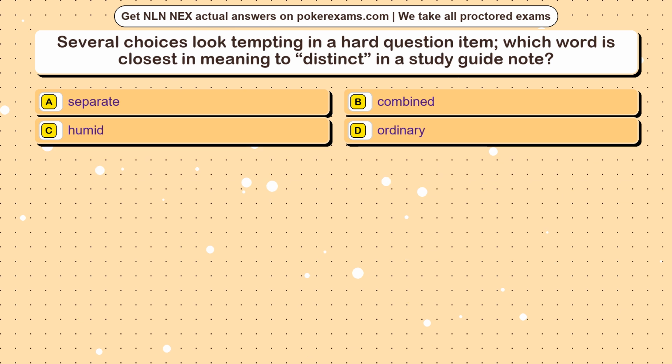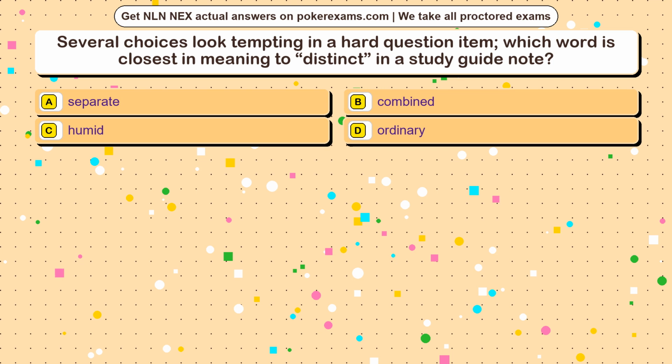Question 12. Several choices look tempting in a hard question item. Which word is closest in meaning to distinct in a study guide note? Option A, separate. Option B, combined. Option C, humid. Option D, ordinary.